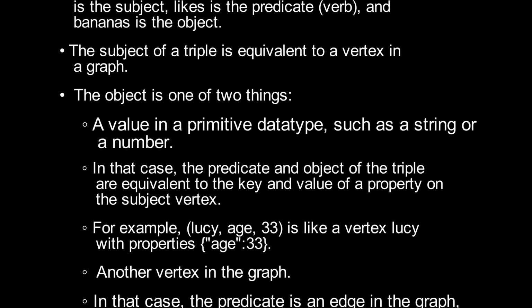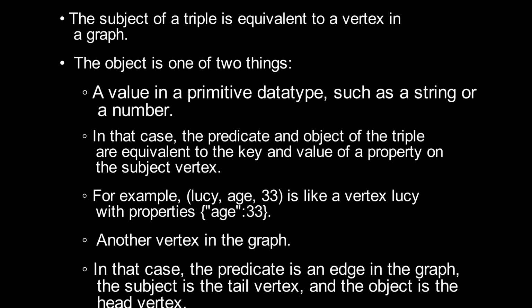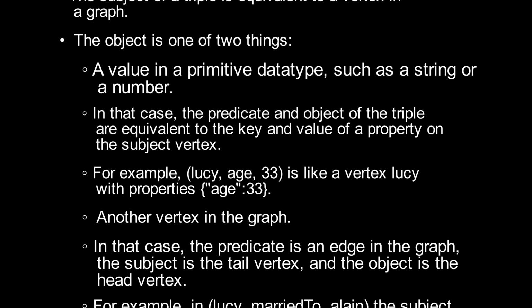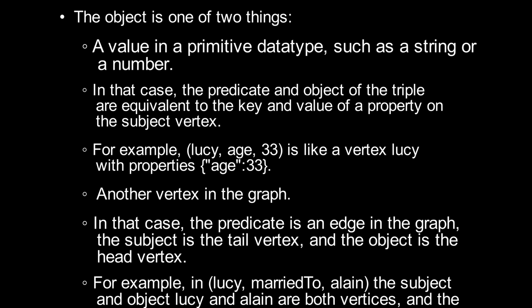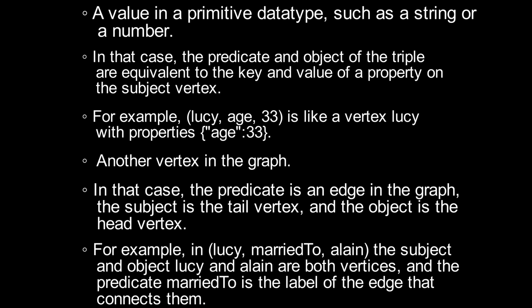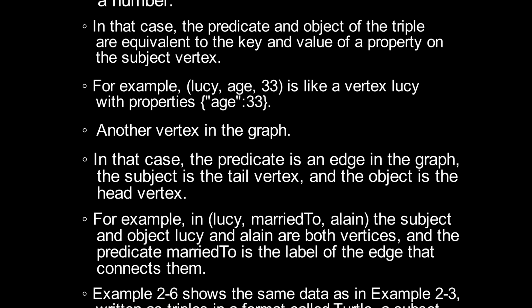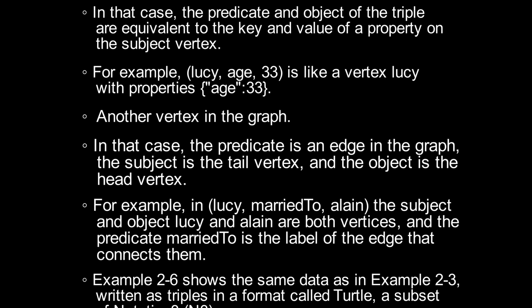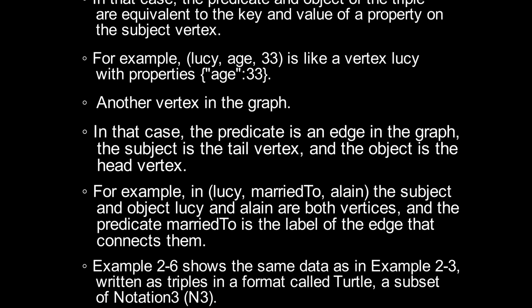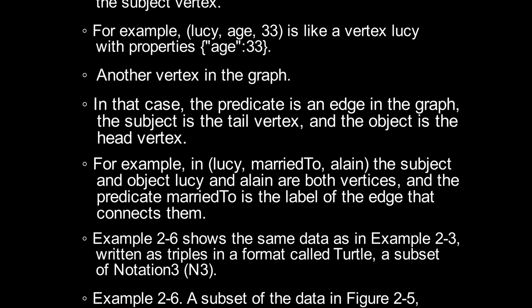For example, "Lucy, age, 33" is like a vertex Lucy with properties age: 33. Or the object can be another vertex in the graph. In that case, the predicate is an edge in the graph, the subject is the tail vertex, and the object is the head vertex. For example, in "Lucy, marriedTo, Elaine", the subject and object, Lucy and Elaine, are both vertices, and the predicate marriedTo is the label of the edge that connects them.